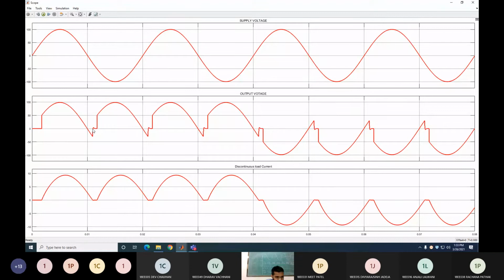And after that, you can see π plus α is here. So between π plus φ and π plus α, in this duration, your load current remains 0. Because of that, you do not get continuous load current. That's why it is called the discontinuous mode of operation of the cycloconverter. So you get discontinuous load current because your output voltage remains 0 for a particular period of time.